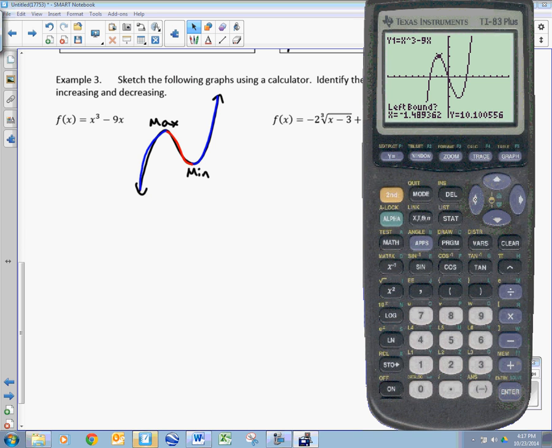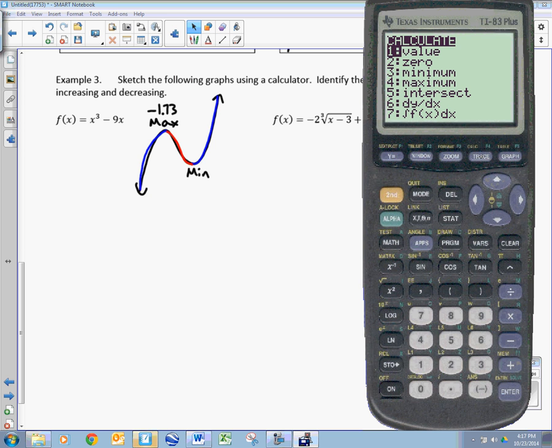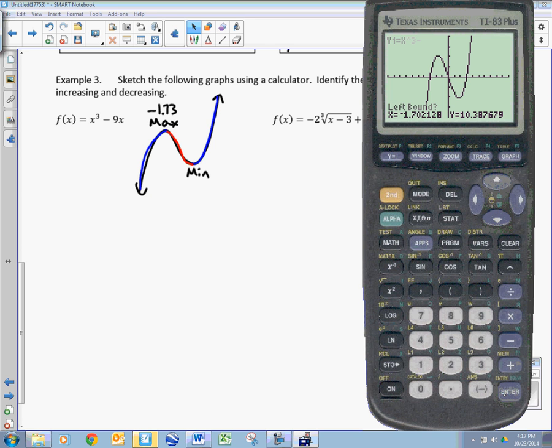I move over to the maximum. Left of that spot, enter, right of that spot, enter, enter on guess. -1.73. Minimum: second, calculate, go down to minimum, enter. Let's move our cursor down to our minimum. Move to the left of that spot, enter, move to the right of that spot, enter, enter on guess. 1.73.